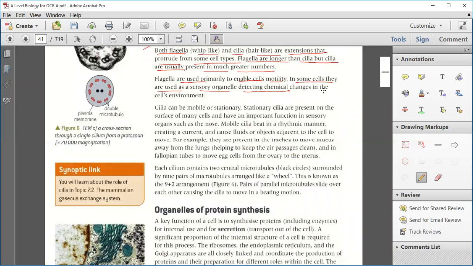That last point is clear. In some cells, they are used as a sensory organelle, detecting any chemical change in the cell's environment. Flagella. Now, cilia.